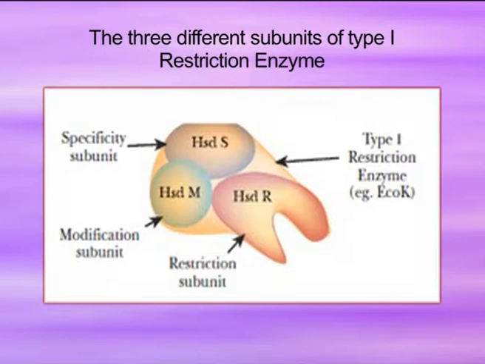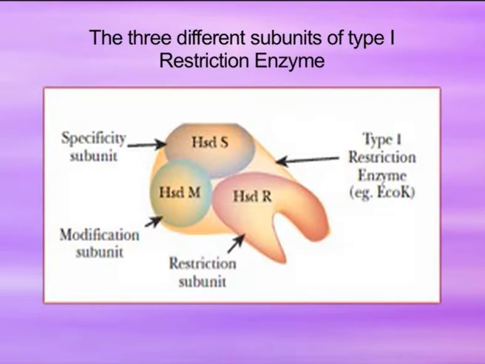Now let us move to the type 1 restriction enzyme. The type 1 restriction enzyme is a multifunctional and complex enzyme. If we look at the subunits of type 1 restriction enzyme, it is made up of 3 different subunits. One is the methylase subunit, denoted by the letter M, the specificity subunit denoted by the letter S, and the restriction subunit denoted by the letter R.